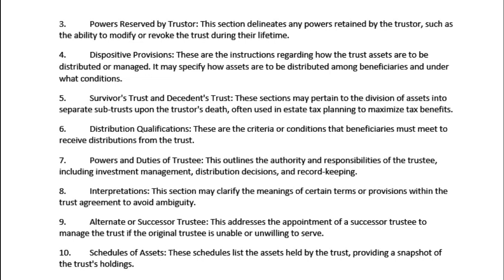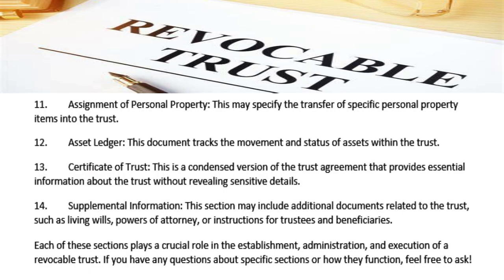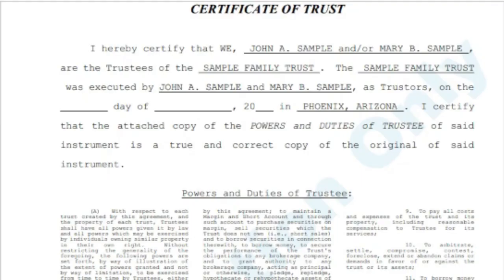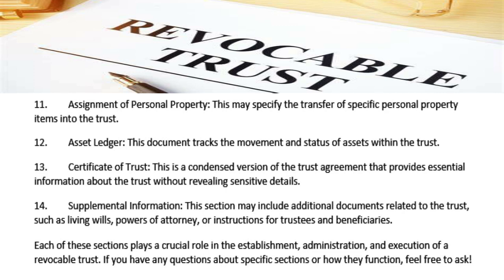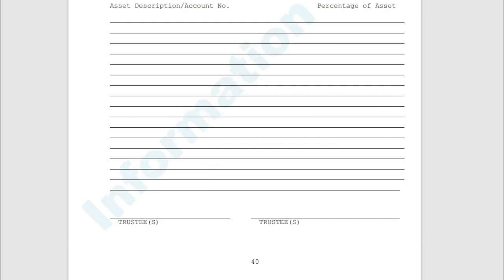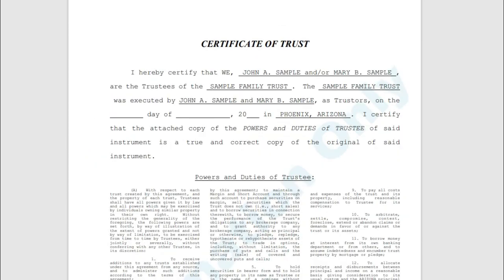11. Assignment of personal property. This may specify the transfer of specific personal property items into the trust. 12. Asset ledger. This document tracks the movement and status of assets within the trust. 13. Certificate of trust. This is a condensed version of the trust agreement that provides essential information about the trust without revealing sensitive details. 14. Supplemental information. This section may include additional documents related to the trust, such as living wills, powers of attorney, or instructions for trustees and beneficiaries.